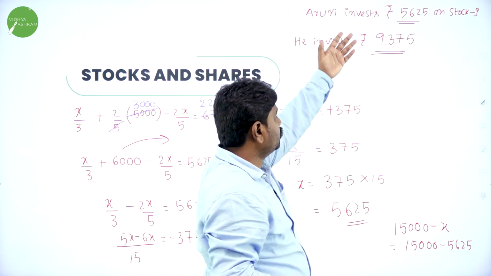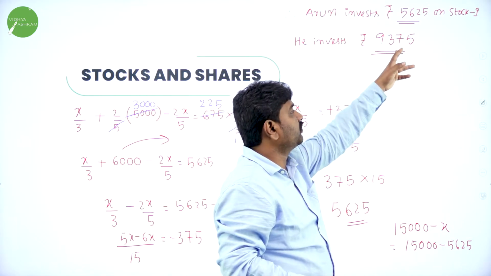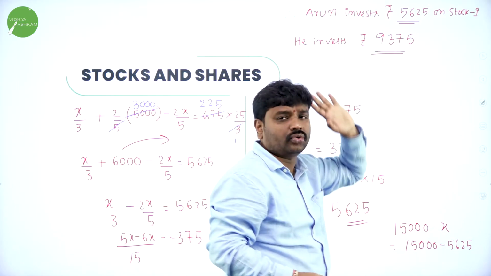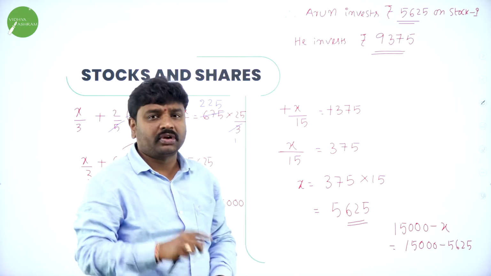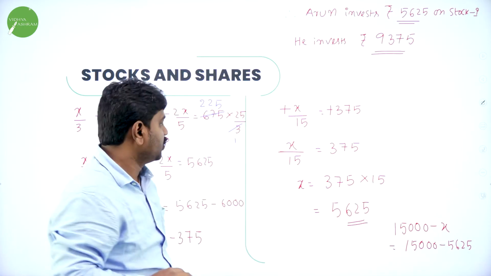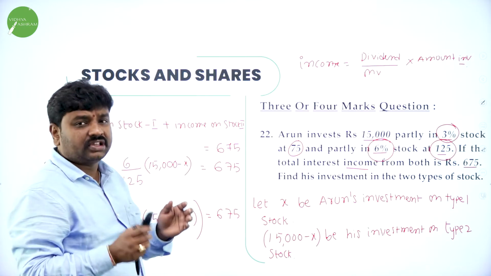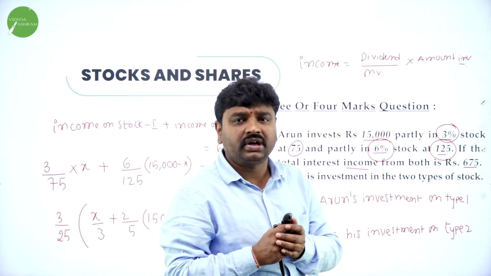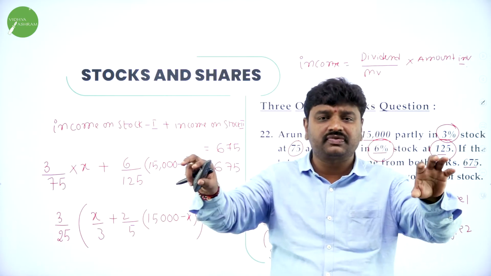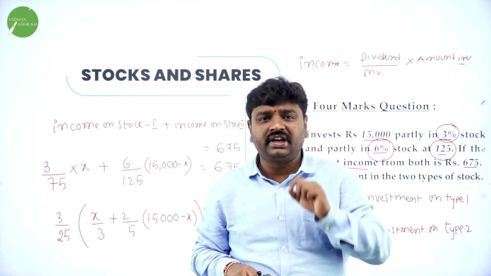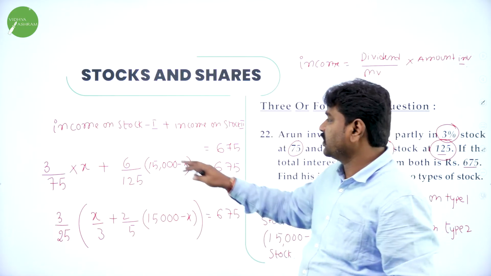So if you add these two, you will get the total amount. Or this 25, if you add 400 and 11,000, so total 15,000. So I hope all of you understood. Plain and simple. What did they give? They told 15,000 is the total amount of Arun, and he wants to invest in 2 different types of stocks, and he'll get income. Total income is given. So that's why we'll use the formula.